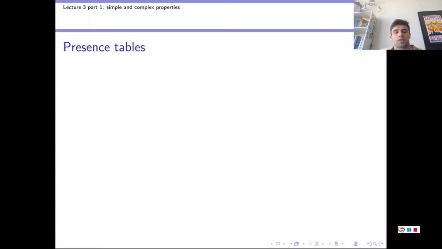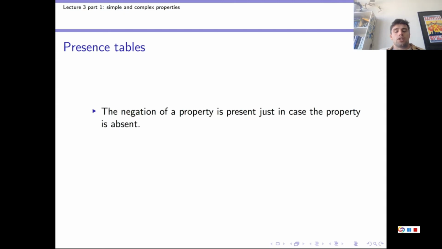The presence or absence of a complex property then depends on the presence or absence of that property's simple constituents in exactly the same way that the truth of a complex statement depended on the truth of its simple constituent statements. And in particular, the rules for not, and, or in presence tables are exactly analogous to the rules we saw for truth tables. So we have that the negation of a property is present just in case the property is absent. So the table for negation looks like this.